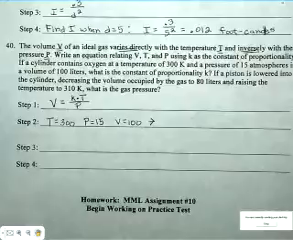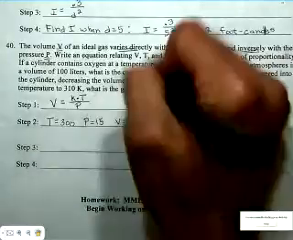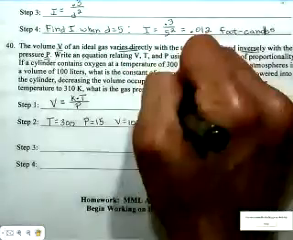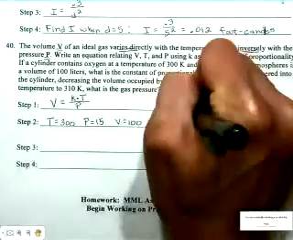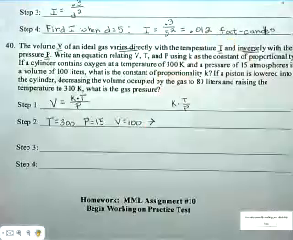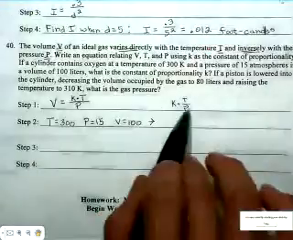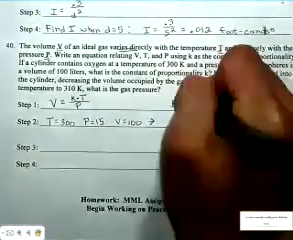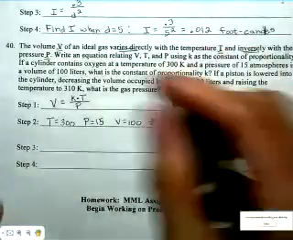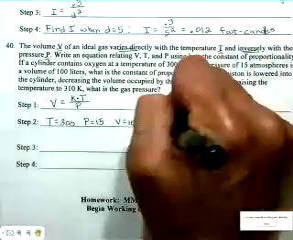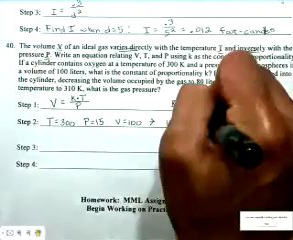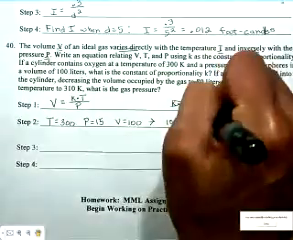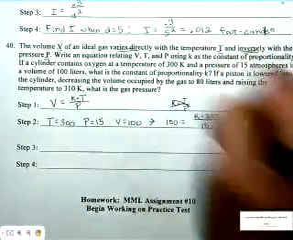Technically, though, this is the same thing because that K is over 1, and if you multiplied, you'd get back exactly this. Okay, let's find that constant. When V is 100, T is 300, and P is 15.